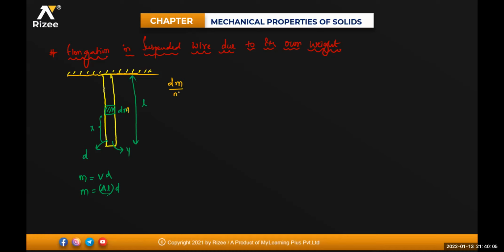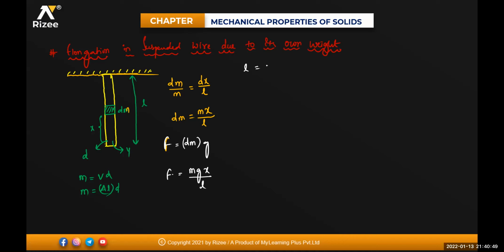Cut-out mass by original mass is equal to cut-out length divided by original length, isn't it? So cut-out mass will be equal to m into cut-out length x divided by L. So force acting on this element will be equal to how much? F is equal to m into g, that is nothing but dm into g. Clear, beta? So dm g will be equal to M into g into x divided by L. So this is the force acting on this, and this force is nothing but what? For the small element. Just write the data, you'll get confused otherwise.